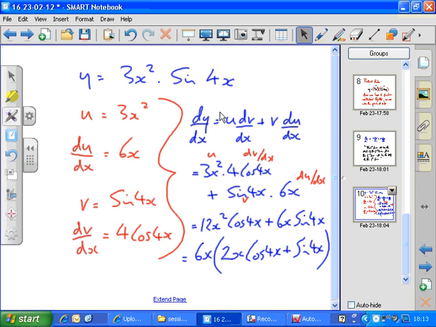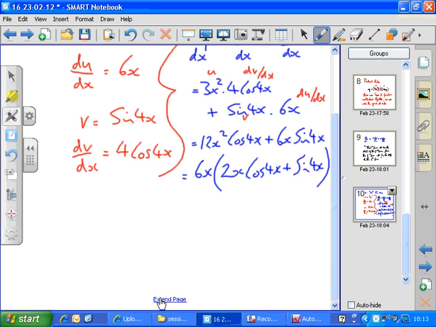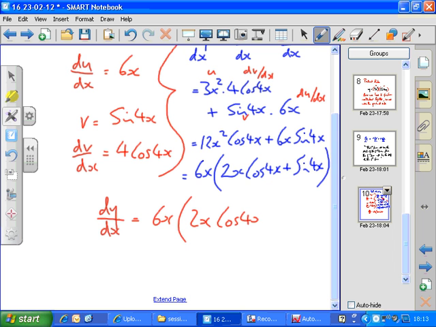So the differential finally is that 6. So we can finally write dy by dx equals 6x brackets 2x cos 4x plus sine 4x.